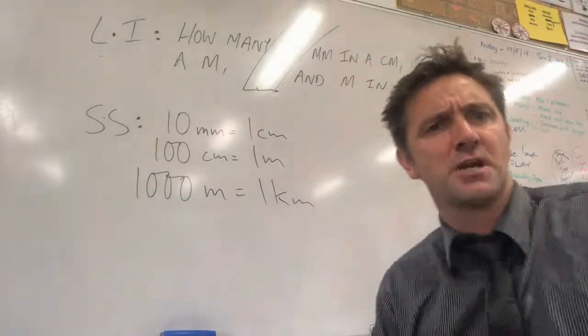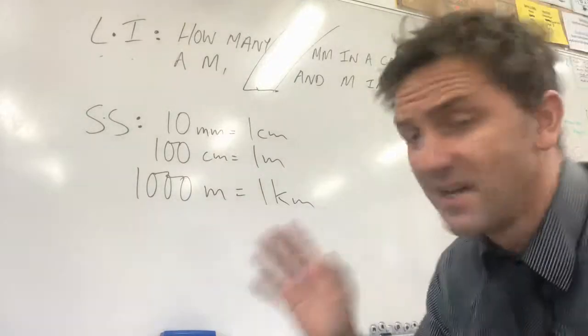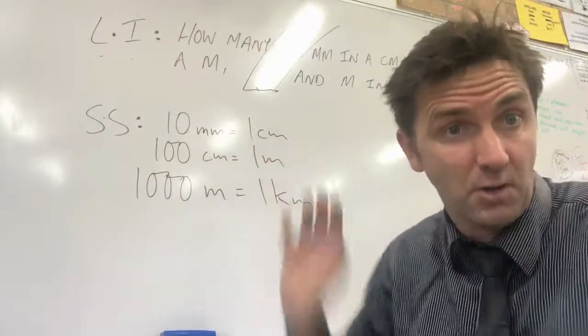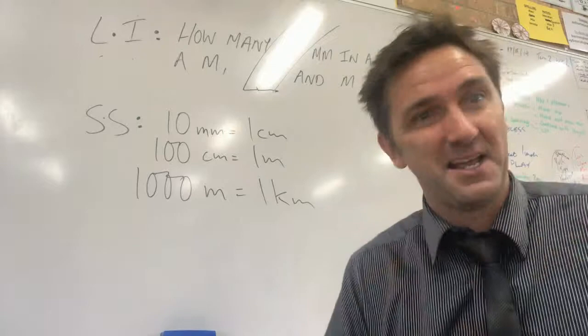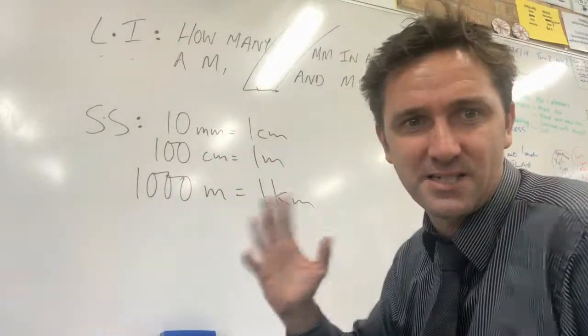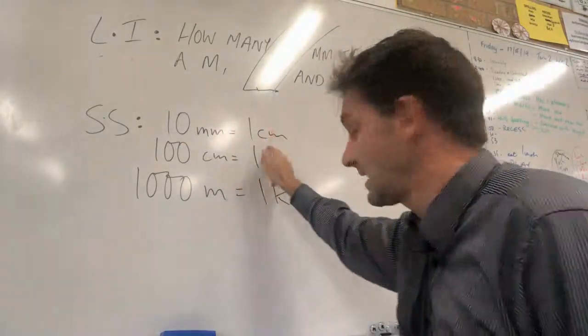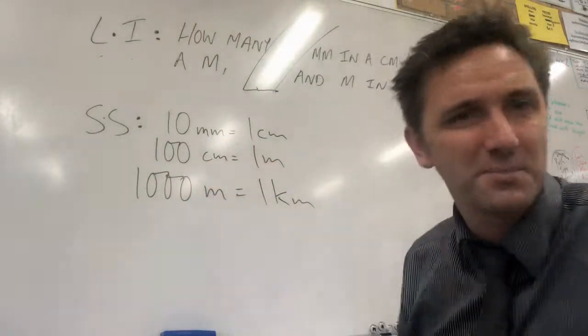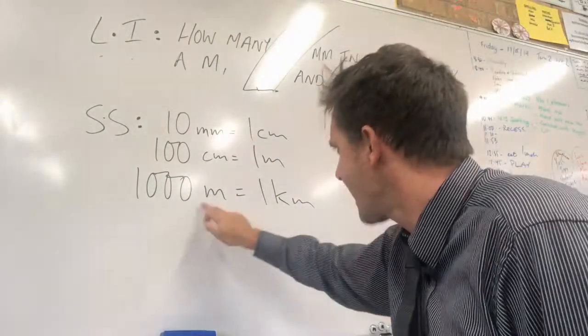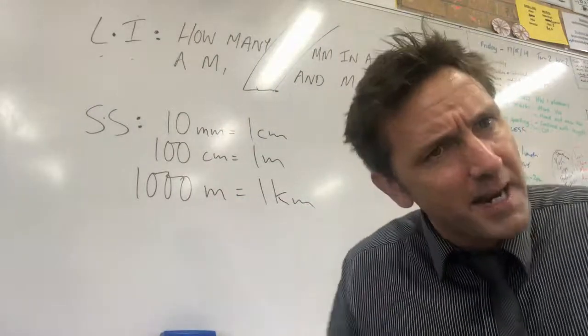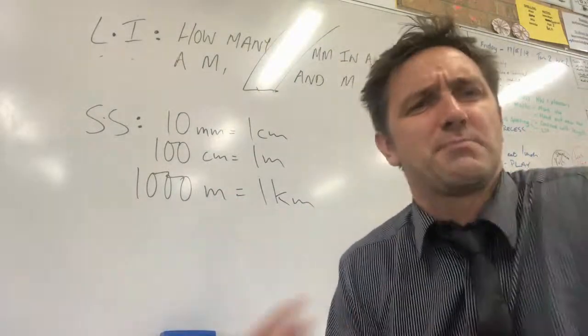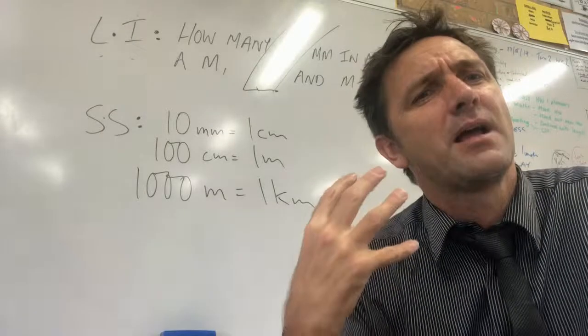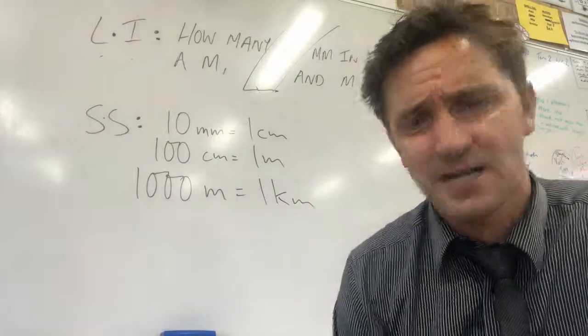Here's the success criteria. This breaks up the learning intention. I'm just giving you the answer. The success criteria is 10 millimetres in 1 centimetre, 100 centimetres in 1 metre, and 1,000 metres in a kilometre. So there's the answer. We're going to look at that a bit more closely, but that's how we show our success in this topic today.